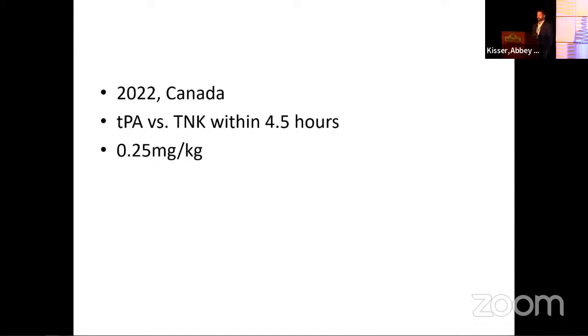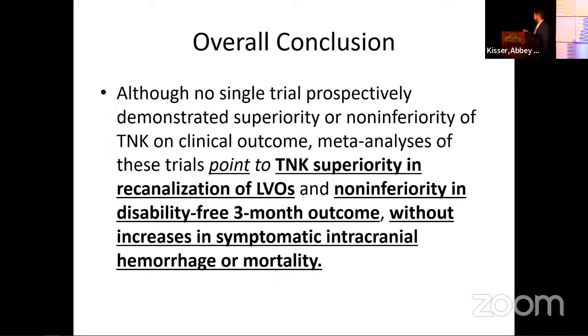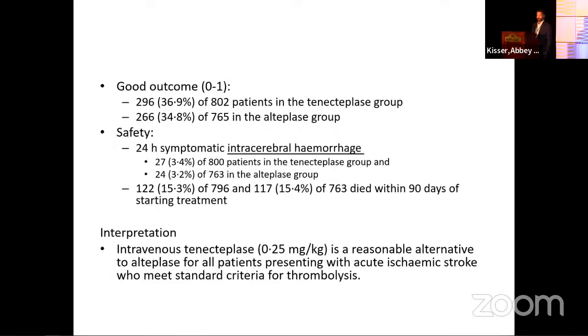There was a recent trial in 2022 in Canada, which looked at tPA versus TNK within 4.5 hours. It was a randomized trial. And the rate of good outcome, again, surprisingly, in TNK was 36.9, in tPA was 34.8, meaning not significantly different. And rate of hemorrhage, pretty much the same. So bottom line, I kept looking at the trials, and I see that it doesn't look to be much different between the two.